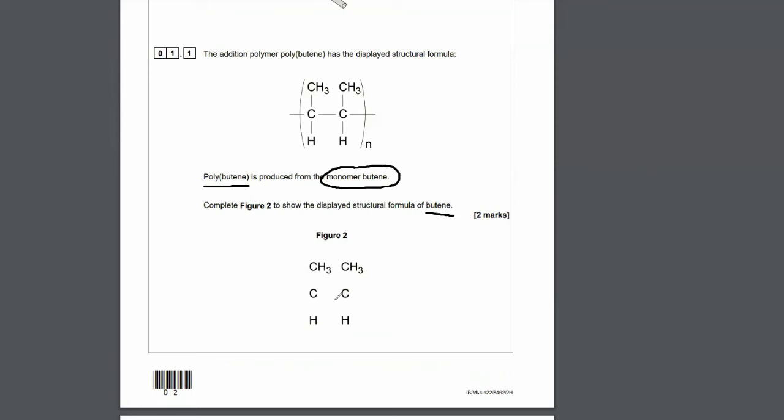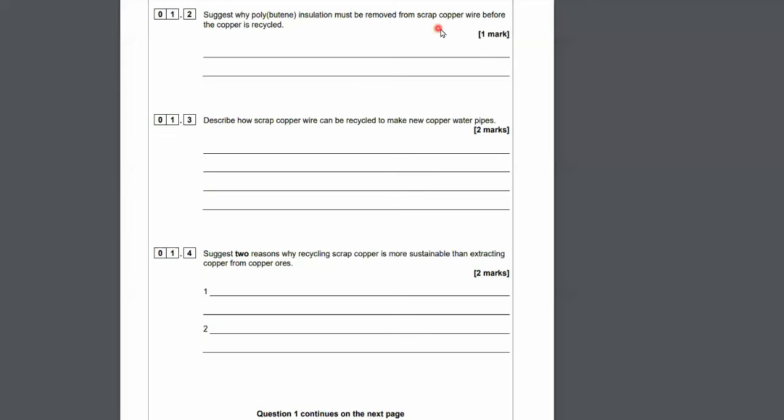Okay, so what we need to do here to reform the monomer butene is add the double bond back in that got taken out by the addition reaction, and add the single bonds in connecting the side chains. And that gets you the 2 marks.